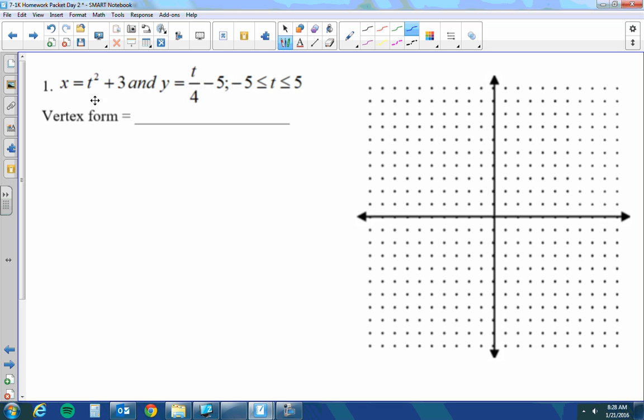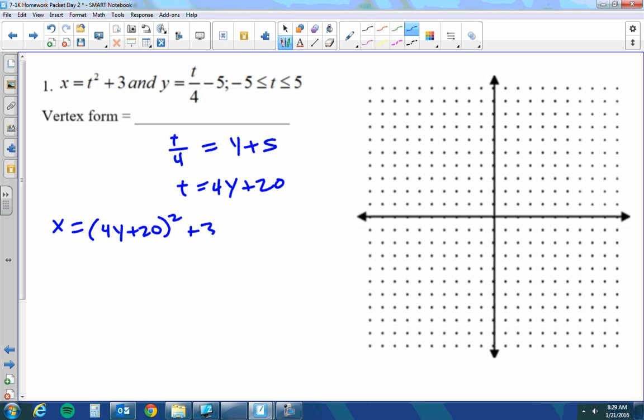To combine these to be one equation that's just x and y, you need to realize that you want to take this equation and solve for t, so let's start doing that. Get t over 4 by itself, it's going to equal y plus 5. And then quadruple both sides, and you get 4y plus 20. And then you substitute this in place of t here. And so the other equation has (4y plus 20) squared plus 3. And you're done. You have a rectangular equation.